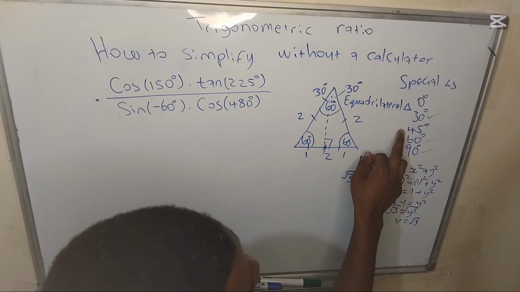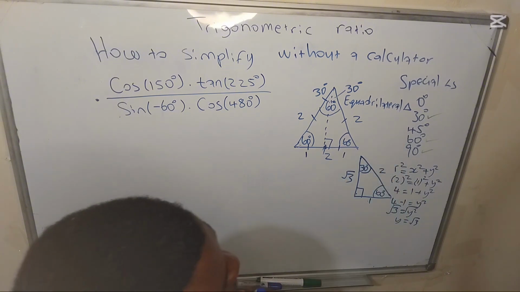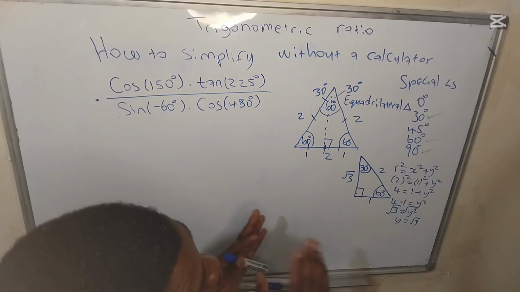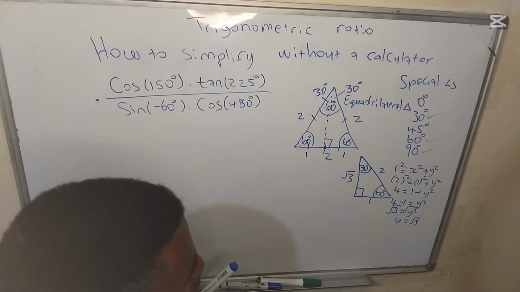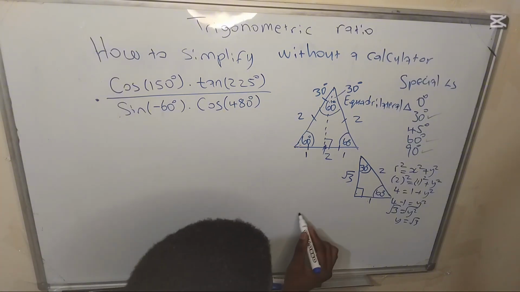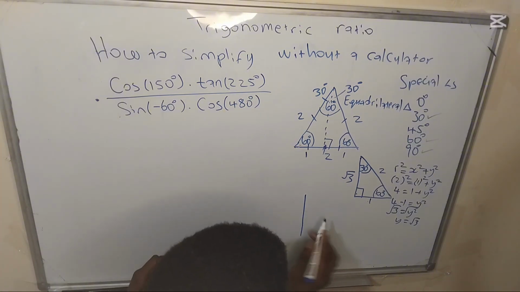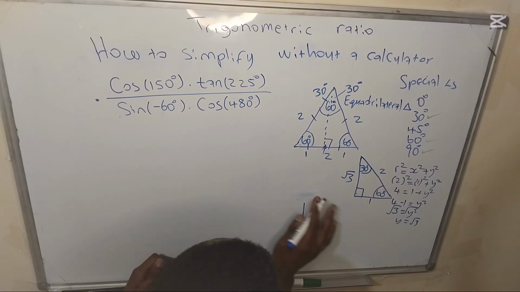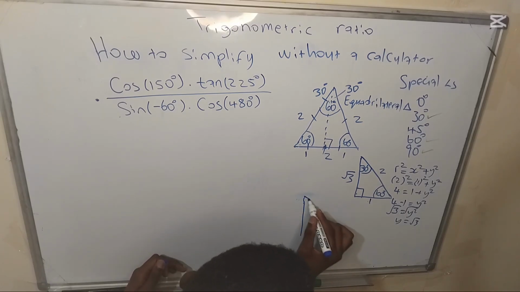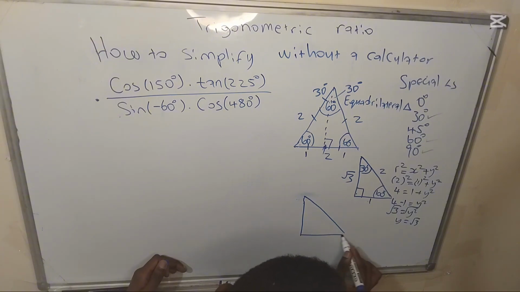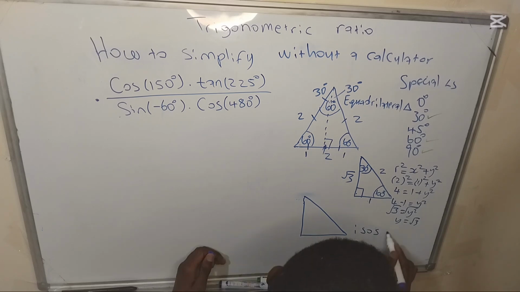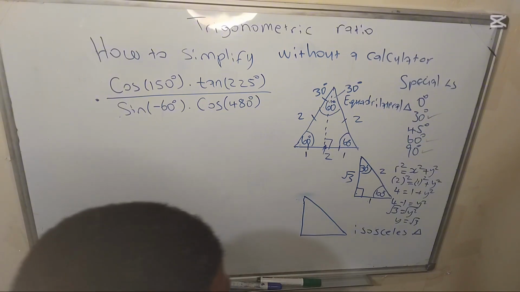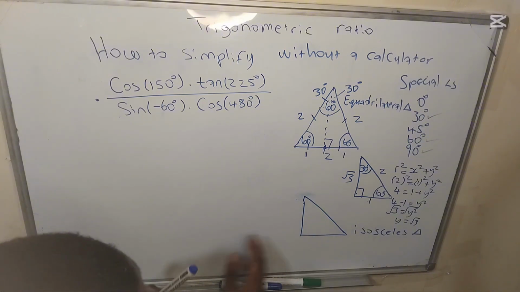Let's now find our triangle that will be able to express our 45 degrees. A triangle that is going to be used to express our 45 degrees is called an isosceles triangle. So this is our isosceles triangle.